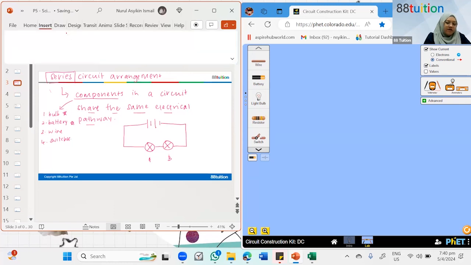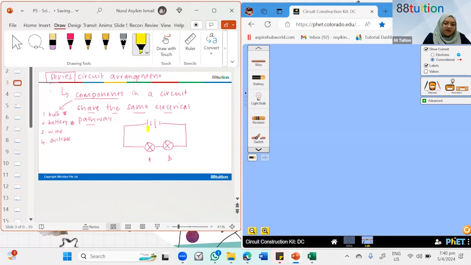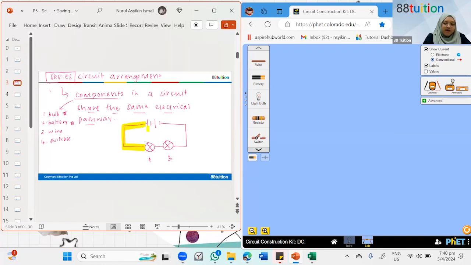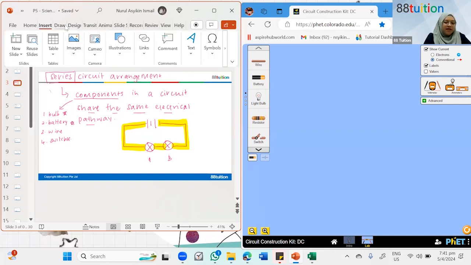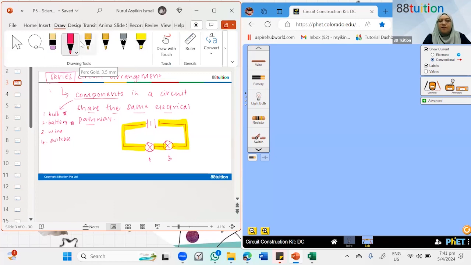When electricity runs through the whole circuit, it will pass through the same wire through each of the light bulbs here, A and B. So that's what it means. That's what it means to be in a series arrangement. So over here, we will say our light bulbs are arranged in series. Full stop. Okay, let's move on to parallel.